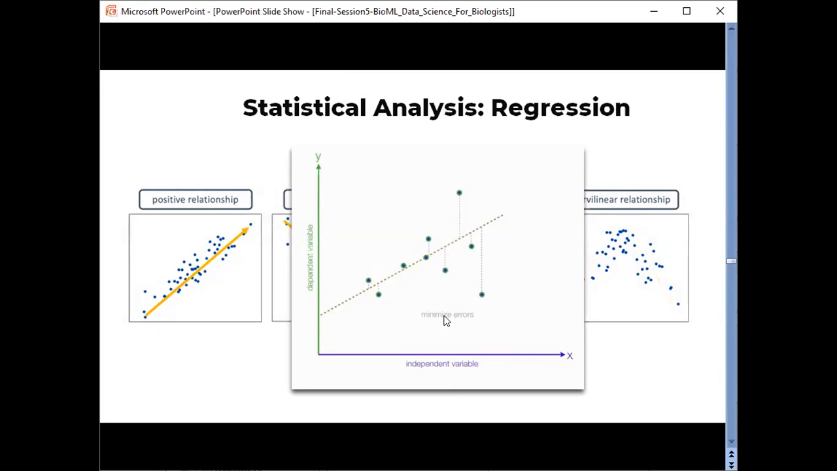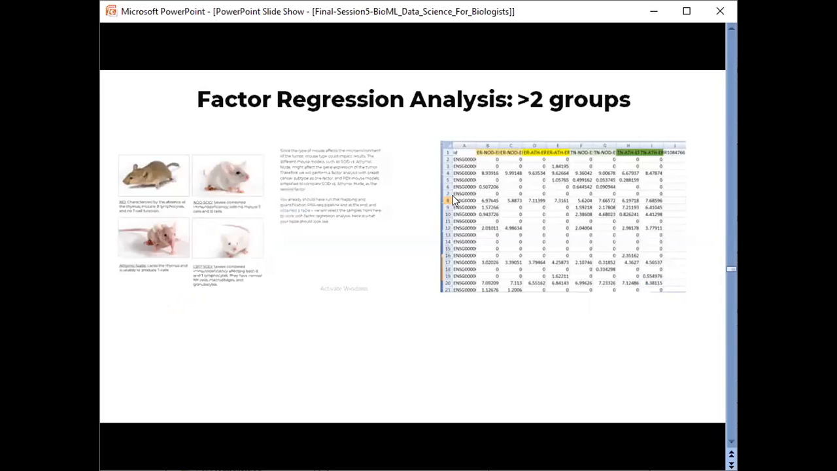So the overall goal of regression is to find the right coefficients of this formula that minimize the predictive error based on the data that we have. One of the methods that employ the regression is factor regression analysis. This factor regression analysis is applicable when we have multiple conditions or multiple factors. It is useful when there is variability within your groups, so it allows analysis among those groups.